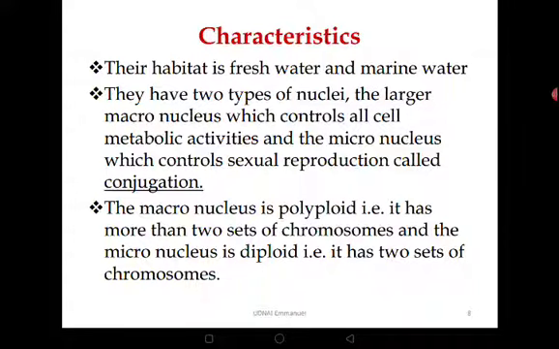Their habitat is usually fresh water, but there are also some that live in salty water, in marine water. They have 2 nuclei. There is a larger nucleus called the macronucleus. This one controls most of the activities of the cell. And then there's another nucleus called the micronucleus. And this one controls particularly sexual reproduction or conjugation. That one is the micronucleus.